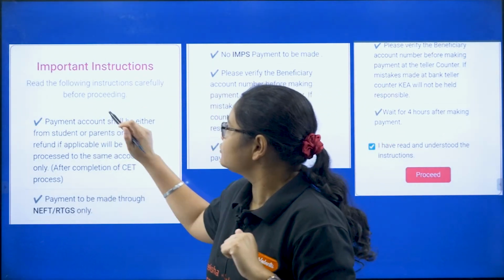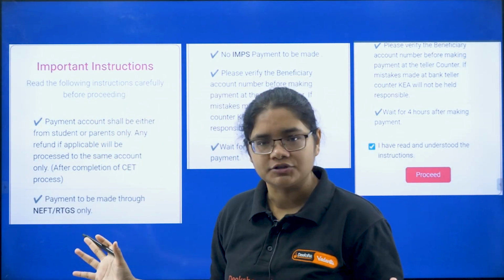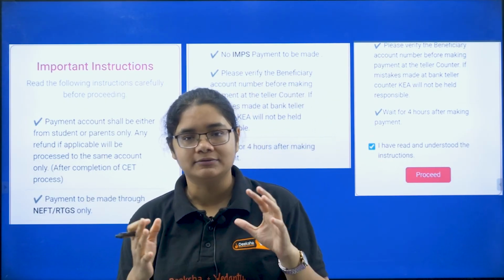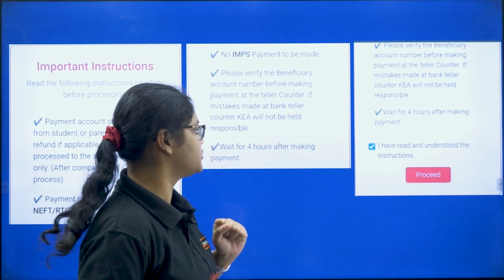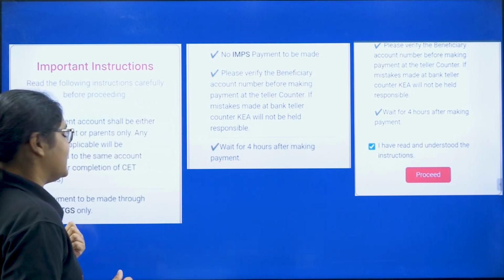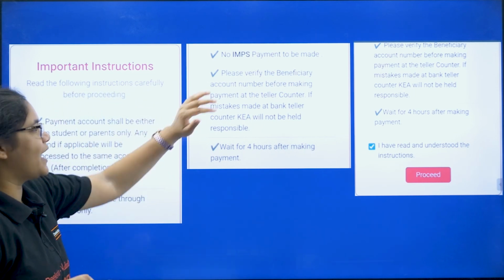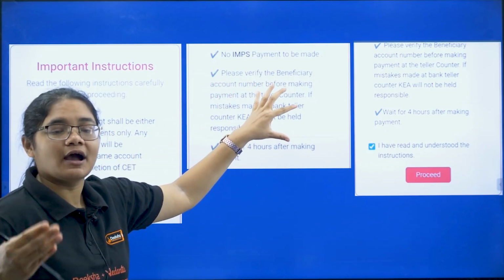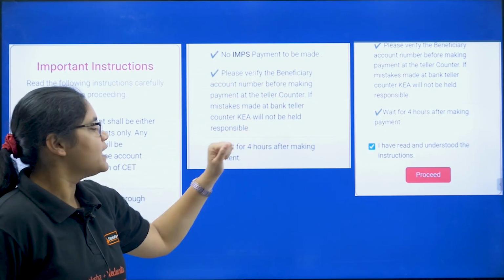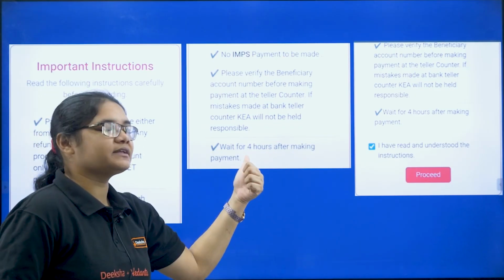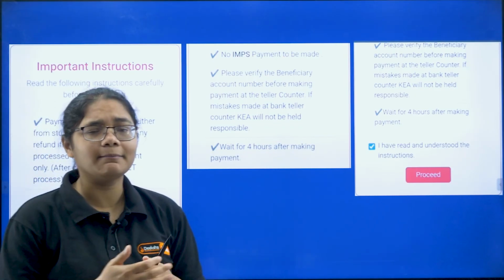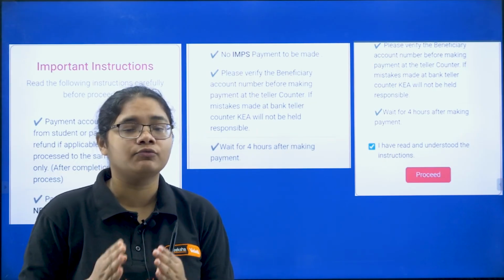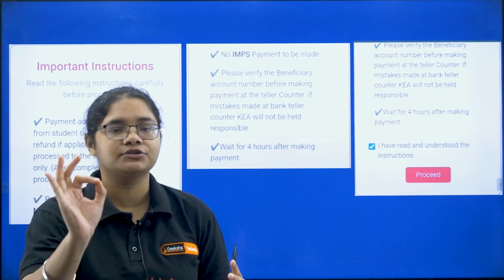I have broken it. So here you can see there are some important instructions, like the payment account should be in the name of the student or the student's parent. That's the first important instruction. Next, there will be only NEFT and RTGS payment, no IMPS payment allowed, and you should also check the beneficiary account number before doing the payment. And lastly, you have to wait for 4 hours after making the payment. It might happen that you have made the payment but the confirmation has not yet come, so you have to wait for 4 hours for the confirmation of the payment.